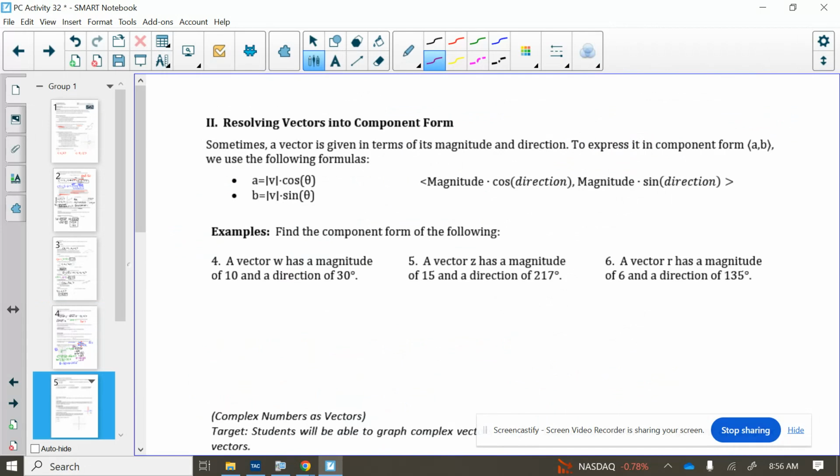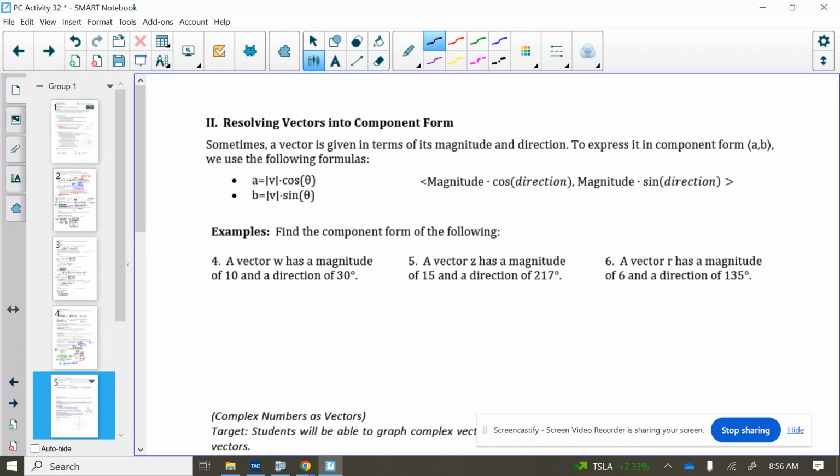Now we also want to be able to talk about resolving our vectors into their component form when necessary. So if we're given the magnitude and the direction, how do we resolve it back to component form? Well, you're going to take your magnitude times the cosine of your theta and the magnitude times the sine of your theta to get back into that component form.